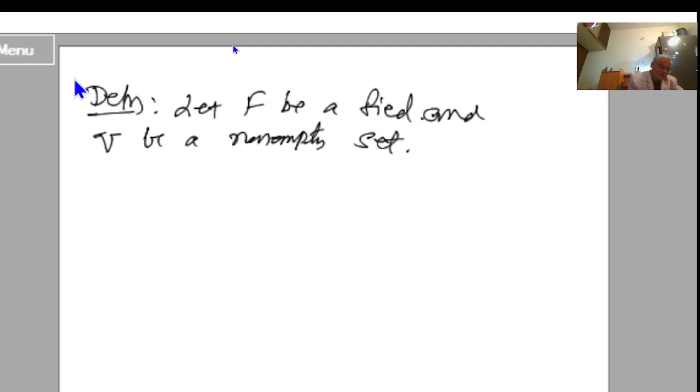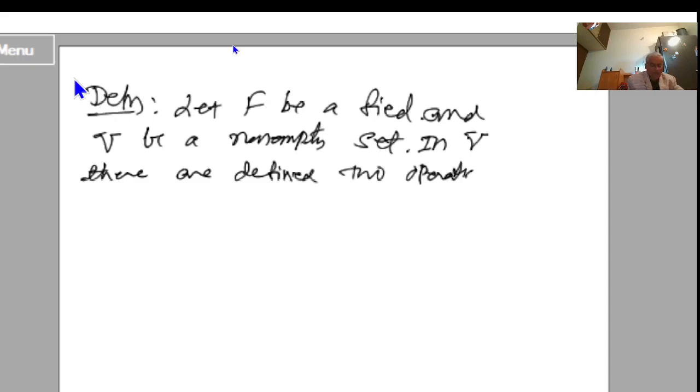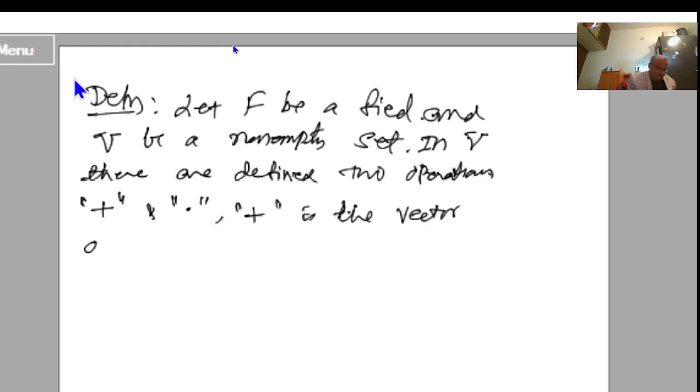Okay. Now in V, there are defined two operations, plus and dot. How we define? Plus is the vector addition. We call it vector addition, and dot, this is the scalar multiplication.